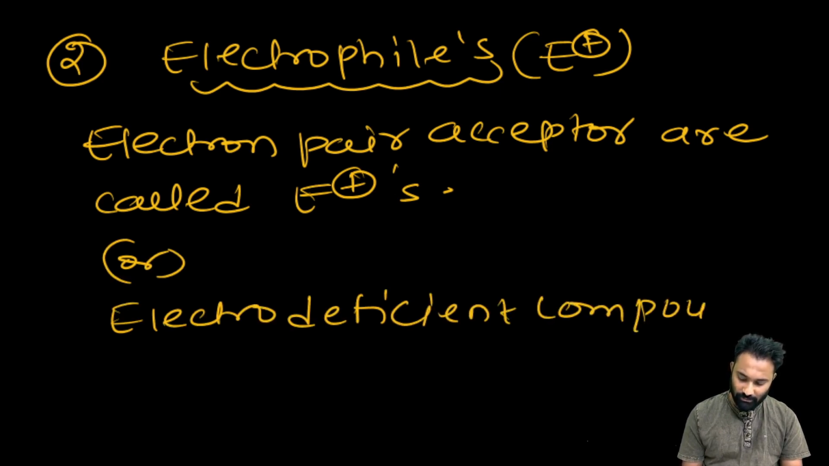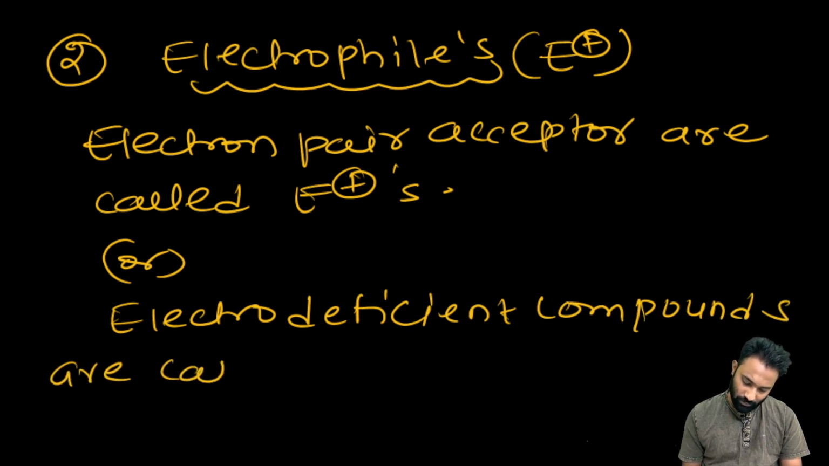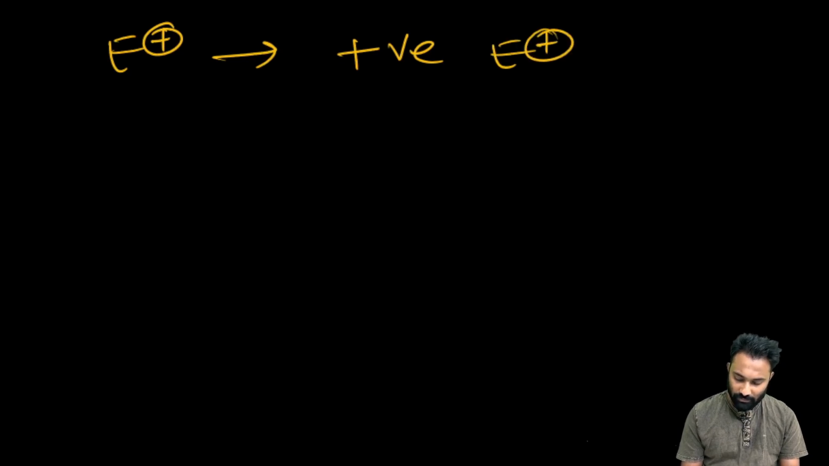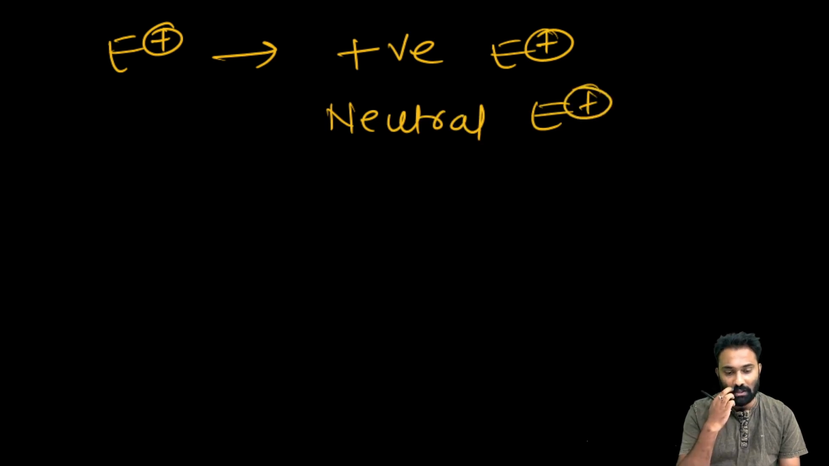Electron deficient compounds are called electrophiles. E plus, this positive charge, indicates an electrophile. Okay, don't get confused. Now, electrophiles we have two types: one is positive electrophiles, and the second one is neutral electrophiles.